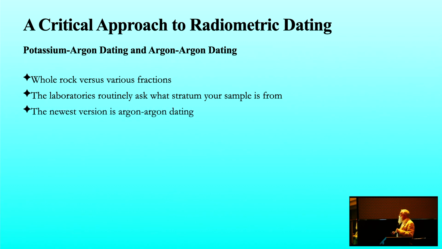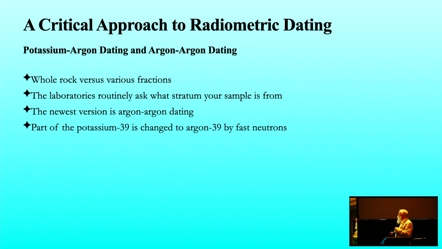The newest version is argon-argon dating. Now, wait a minute. I thought potassium-argon was this beautiful thing that could give you these wonderful correlations. Why are we switching in midstream? Well, first of all, let me tell you about argon-argon dating. What they do is they don't want to measure the potassium directly. So what they do is they take the sample and they stick it in somewhere where they can have a lot of fast neutrons. That means a nuclear reactor.